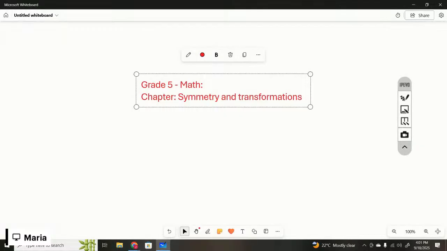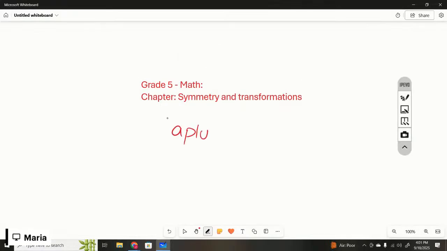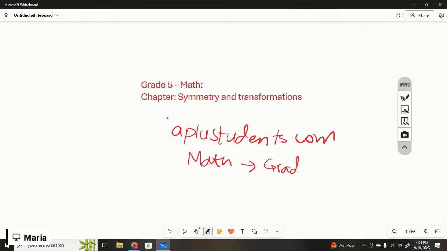We are here for grade 5 math. You can find all the lessons on aplusstudents.com. You have to log in there using your email address and password as provided by the administrator. Then you have to select math from the subject tab, scroll down to grade 5 math, and then click on view all lessons.